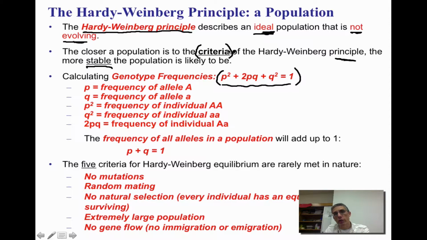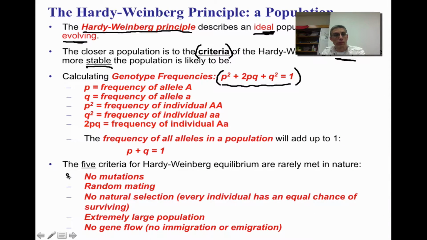Now, these criteria that I just mentioned are right down here towards the bottom. The 5 criteria for Hardy-Weinberg are basically: there can be no mutations occurring within the population, random mating must be occurring, and no natural selection can be happening within that population. In other words, every individual within that population has an equal chance of surviving. There needs to be an extremely large population to sample from, and there can be no gene flow. In other words, no immigration or emigration in that population.